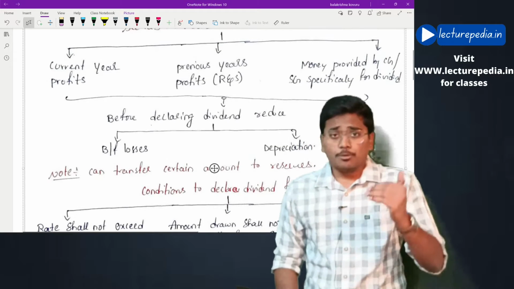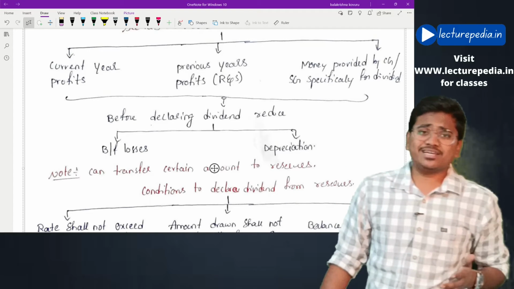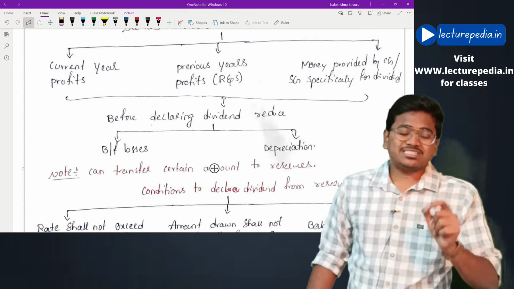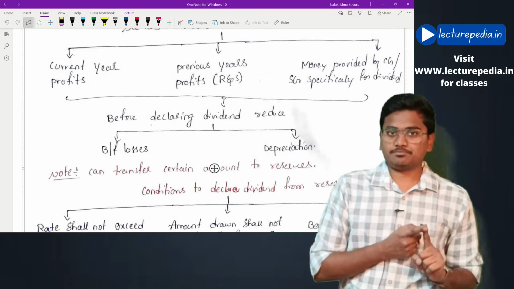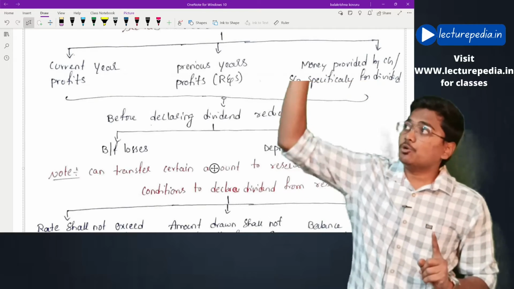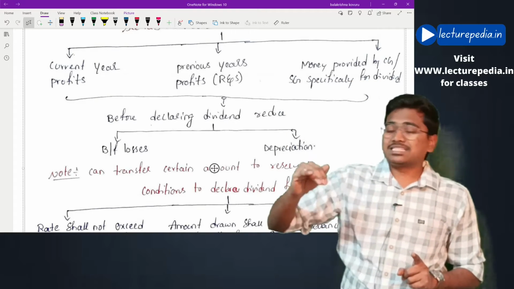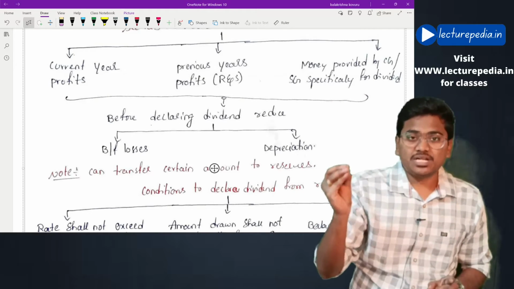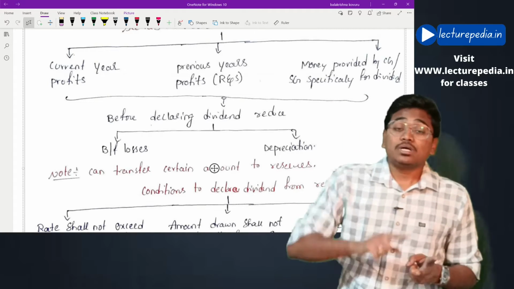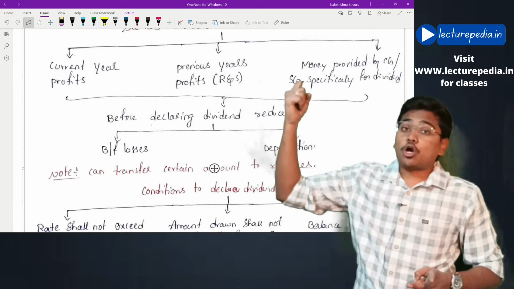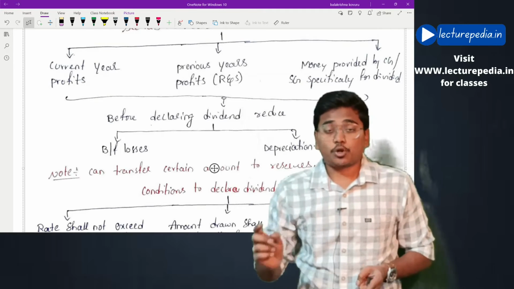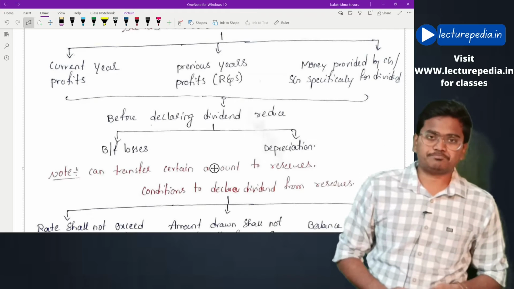Now before paying the dividend from these amounts, you have to always reduce depreciation. In case there is any brought forward depreciation or any current year depreciation, that depreciation has to be reduced from the profit. And also in case there are any brought forward losses, even those losses must be reduced from the profit before declaring the dividend.